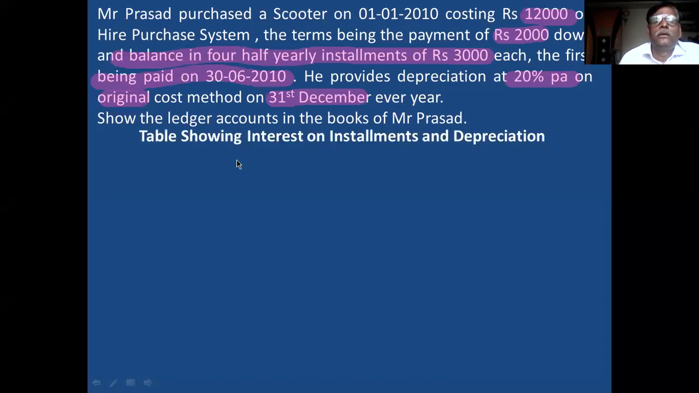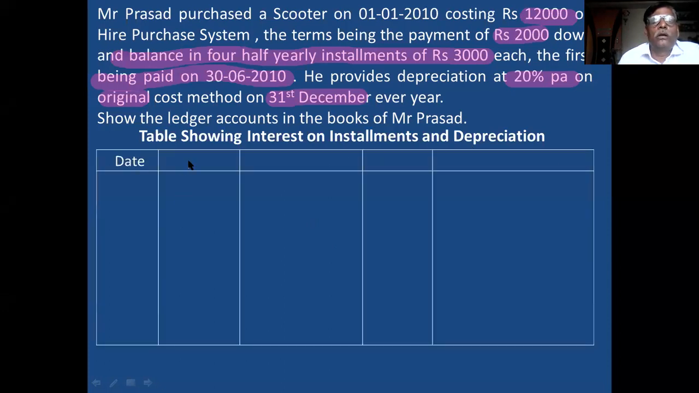You see here, the table showing interest on installment and depreciation. First column is date, second column installment, third column interest, fourth column principal, fifth column depreciation. The date of agreement is 1/1/2010. On that date, you paid 2,000. And an installment of rupees 3,000 is paid at the end of every 6 months.